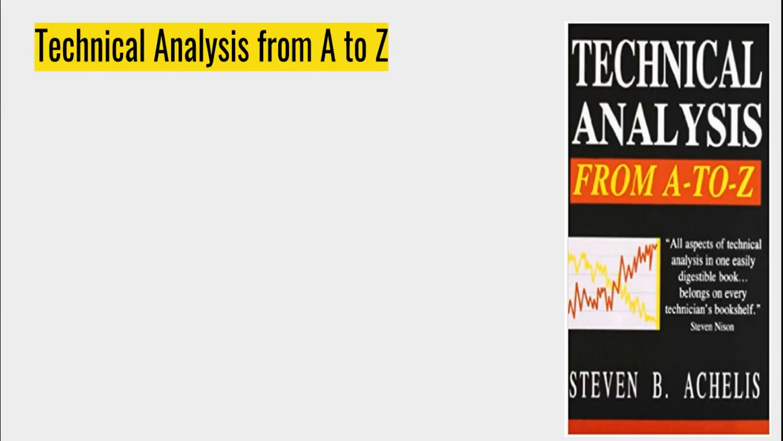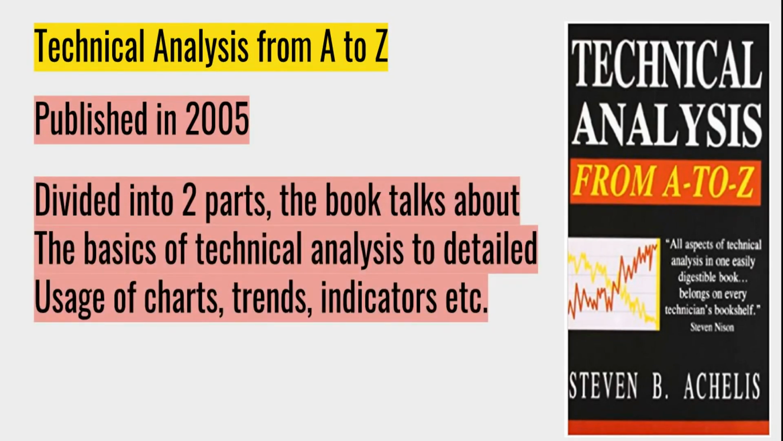Then finally in the list we have the 10th book, called Technical Analysis from A to Z. Now as the name of the book explains, it starts from the very scratch. There are two parts to the book. It starts with the very basics in part 1, and the second part talks about detailed usage of charts, trends, indicators and things like that. So if you are a beginner or novice level trader, then by the end of the book, if you are able to learn what the book says, you should be considered an intermediate level trader on a theoretical basis at least.